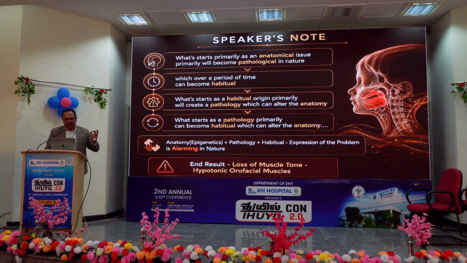So that's the reiteration. But what generally happens is, when there is genetics, whether the parent has a class 2 skeletal profile or a class 3 skeletal profile, the genetics also adds on, which makes the expression of the problem much more alarming, and the pediatric OSA more severe for the child.